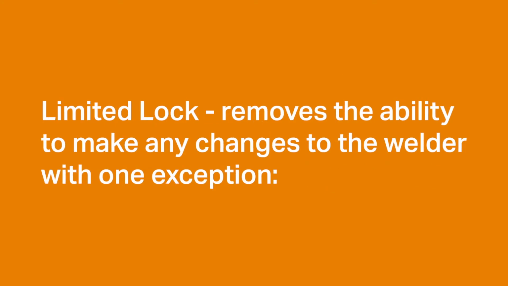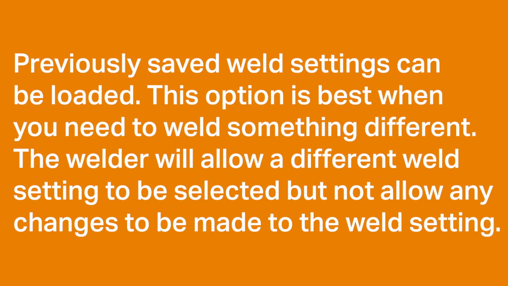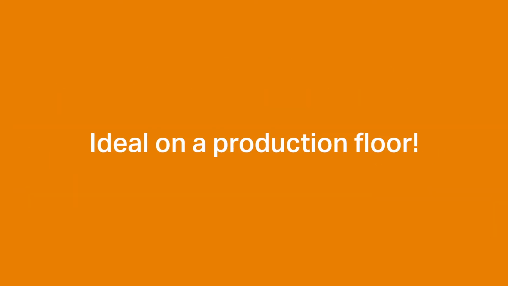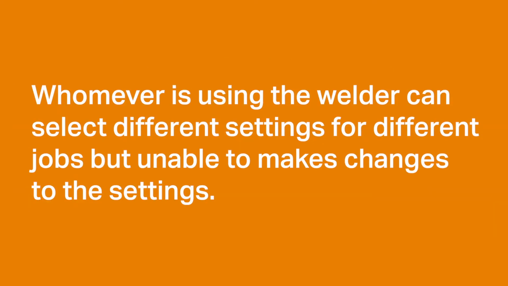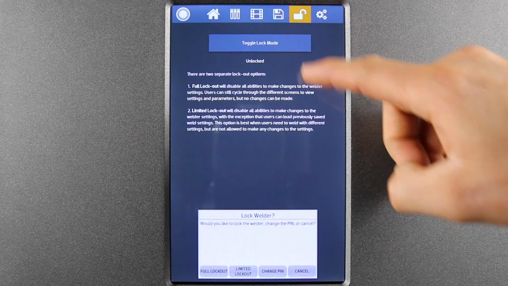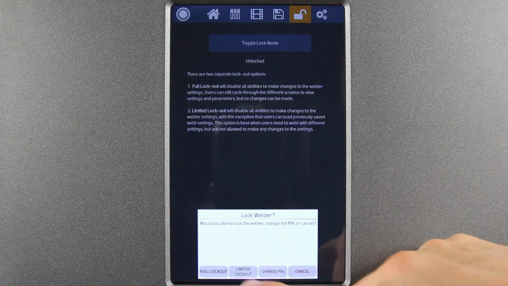Limited lock removes the ability to make any changes to the welder with one exception. Previously saved weld settings can be loaded. This option is best when you need to weld something different. The welder will allow a different weld setting to be selected, but not allow any changes to be made to the weld setting, which is ideal on a production floor. Whomever is using the welder can select different settings for different jobs, but is unable to make changes to the settings. Touch the Toggle Lock mode to lock or unlock the welder.